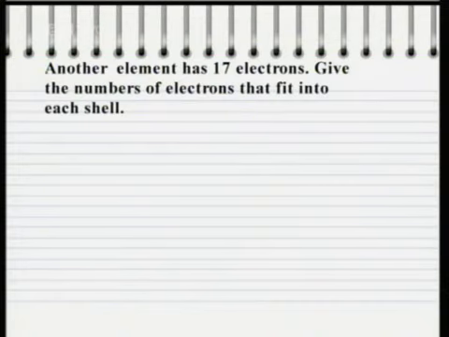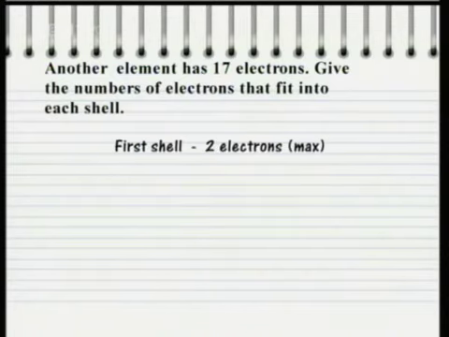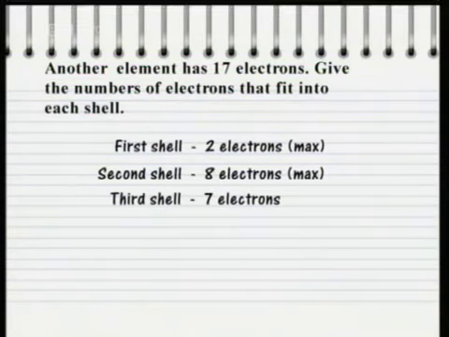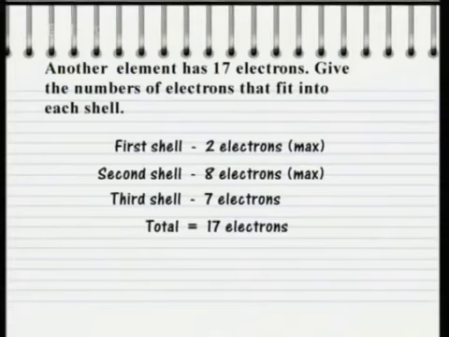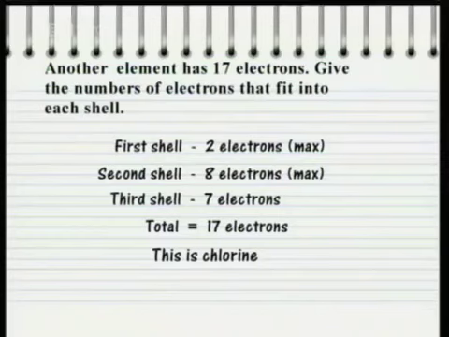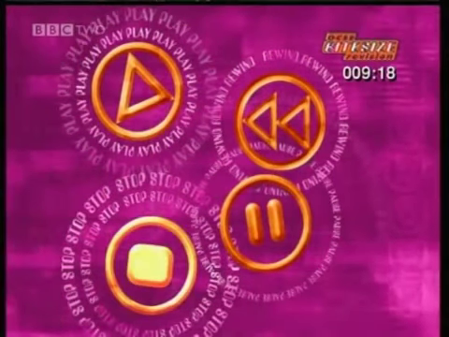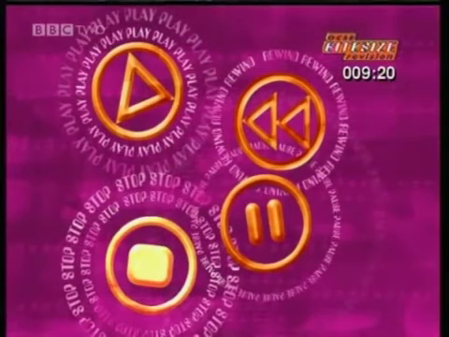The next part of the question asked about another element with 17 electrons. Again, the first electron shell can only hold a maximum of 2 electrons. The next shell can hold 8 electrons. That leaves 7 electrons to go into the third shell to give the total of 17. This is chlorine. That's the end of the section on atomic structure.